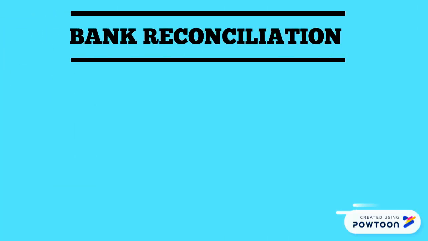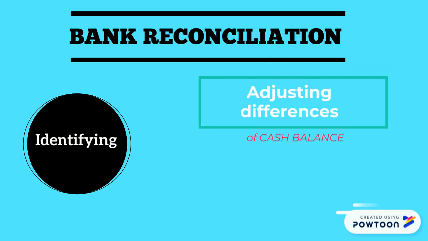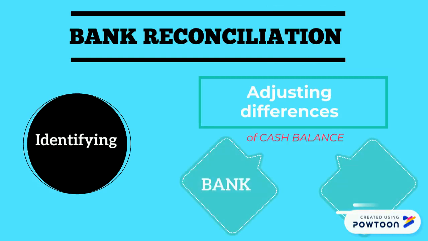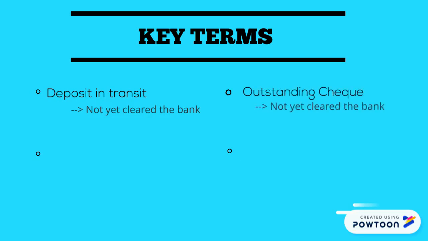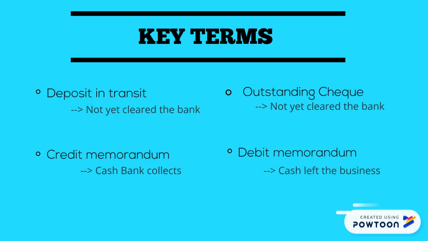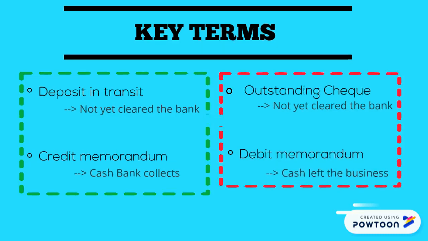Bank reconciliation is the process of identifying and then adjusting the differences between the cash balance on a bank statement and the cash balance on your business's records. A deposit in transit are deposits that are yet to clear the bank statement as of the statement date. Outstanding checks are checks that appear on the company's records but have not yet cleared the bank. A credit memorandum is the cash that a bank collects on behalf of the company, and a debit memorandum is the cash a business no longer had. Those on the left are added and on the right subtracted.